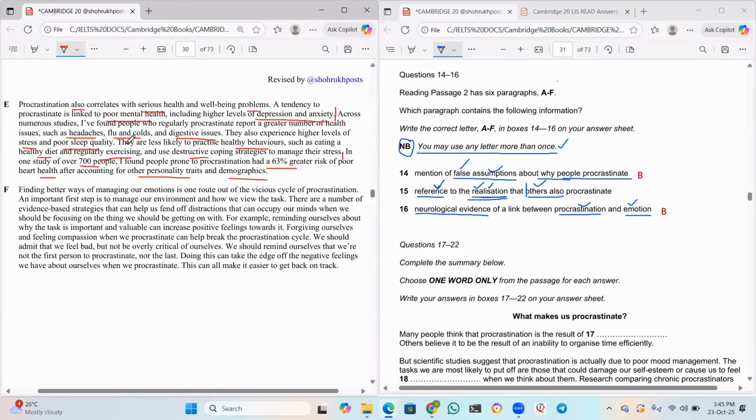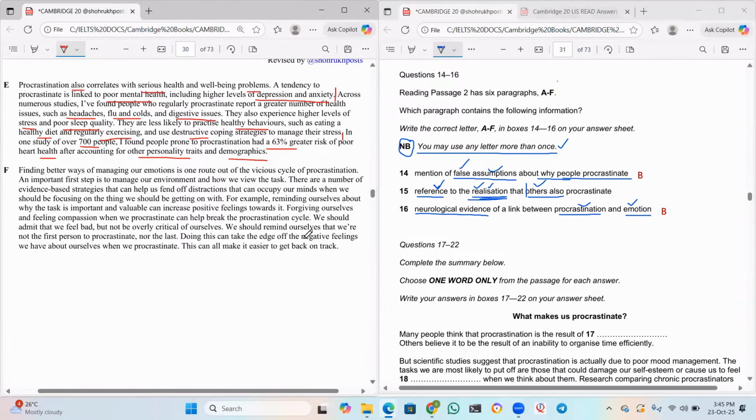So in this paragraph, he spoke about the health issues related to procrastination, right? Like depression, anxiety, headaches, flu, colds, all these things. And at the end also he gave some percentages. So I don't think there is any reference to realization. Okay, let us see. We have one more paragraph. Let us see what happens here.